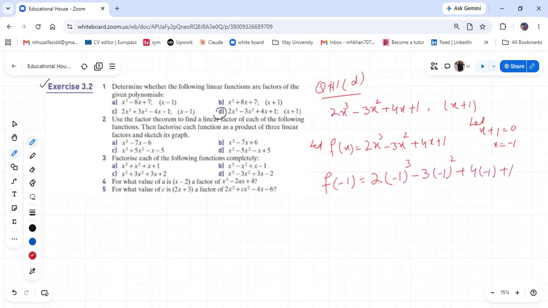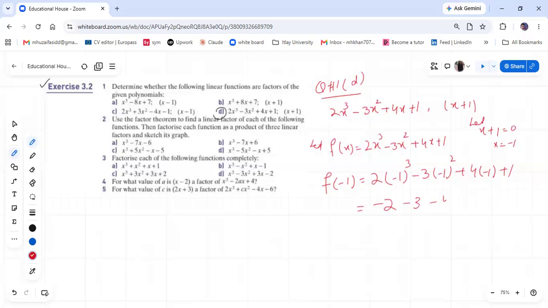Look at it here, minus 1 power 3. Here our power is odd. When the power is odd, the sign remains, so minus 1 power 3 gives us minus 1. Minus 1 multiplied by 2 gives us minus 2. And when we have an even power, the minus sign converts into positive, so minus 1 square is equal to 1. 1 multiplied by 3 gives us 3, so this is the minus 3.